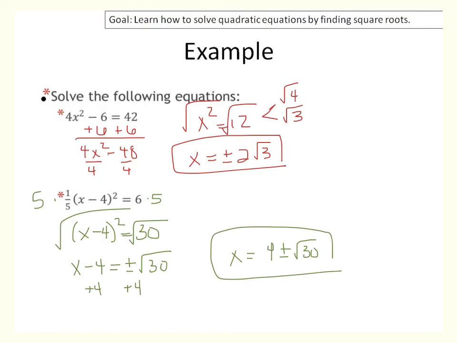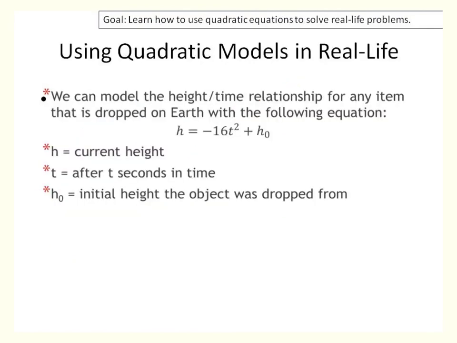Okay, 2 more examples. Well, this one is actually not an example, but it's showing you that this equation is used to model the height-time relationship for anything that is dropped on Earth. And so the negative 16 refers to gravity, t is time, and the beginning h is the current height. h naught, or h sub 0, is the initial height. So the first h would be the height after a minute, or the height after a second. So that is this h. This h is your initial height.